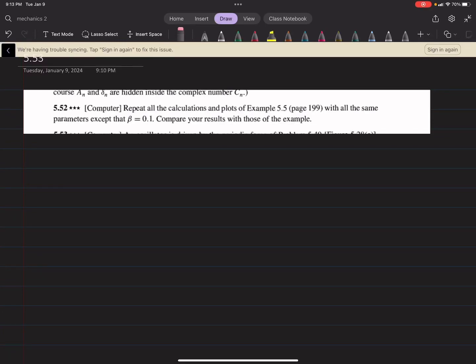Okay, so this is problem 5.52 out of John Taylor's Classical Mechanics. So real quick, this wasn't a problem that I just picked at random.